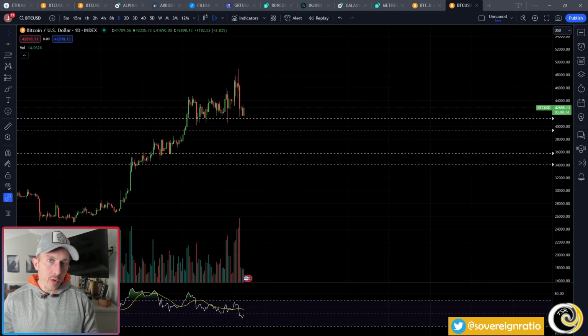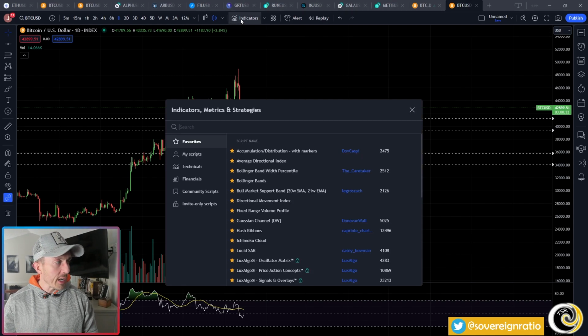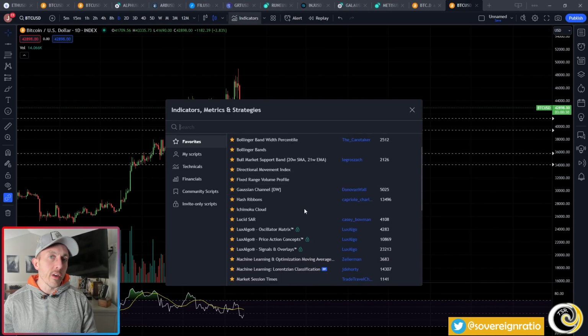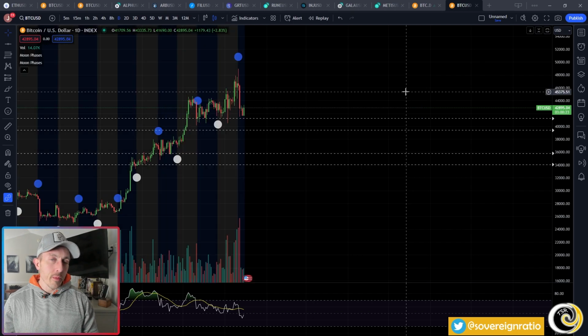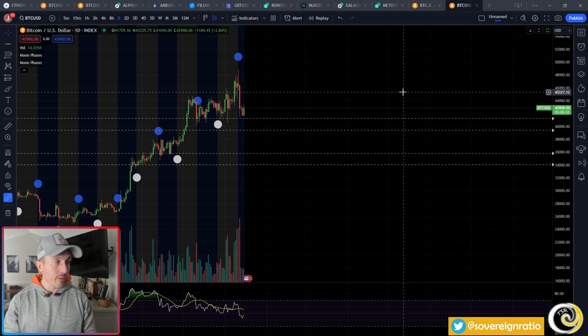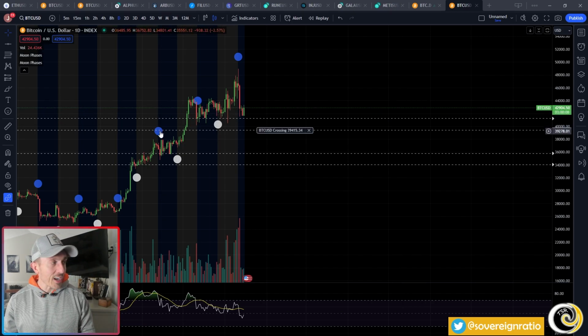Just to add another fun one to this, I'm going to go back up to indicators, and I'm actually going to add the moon phases that we talked about earlier onto this chart. What's interesting about moon phases is this is actual data of the moon itself based off of the time zone that you're in. Now, you might look at this and say, what the hell does this matter at all? But it's a really interesting correlation to see that the moon phases actually do coordinate with lows and highs.